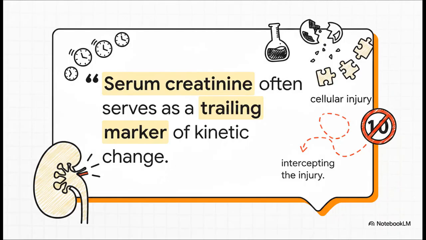Historically, our total reliance on serum creatinine has meant we were essentially looking in the rearview mirror. We were chasing trailing indicators of kidney damage rather than actually predicting it. The guidelines point out that by the time we actually see a significant bump in serum creatinine, the cellular injury, it's already happened. In fact, you can literally lose up to 50% of your kidney function before creatinine even budges. We've been reacting to the aftermath instead of intercepting the injury.